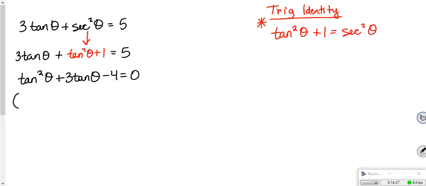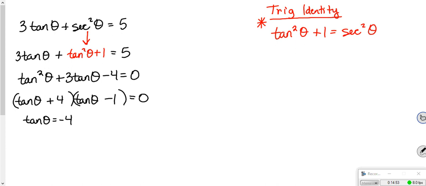So if we factor here, we've got both binomials starting with a tan theta. Factors of negative 4 that add to positive 3 are going to be a plus 4 and a minus 1. Okay, so now we have 2 equations. We have tangent theta equals negative 4. I kind of skipped ahead. And then this one's going to give us tangent theta equals 1.